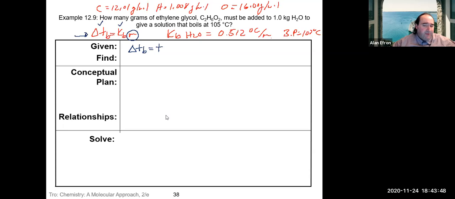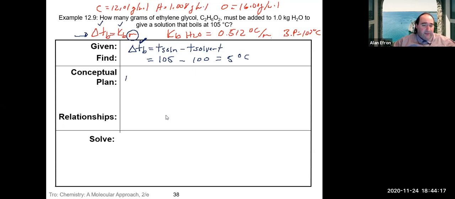The change in boiling point is the temperature where the solution boils minus the temperature where the solvent normally boils. And in this case, that means that we would have 105 minus 100, giving us 5 degrees Celsius as our change in boiling point temperature. So we don't want to use the 105 here. We do want to use just the 5 in this case. So again, make sure that you don't miss that part.